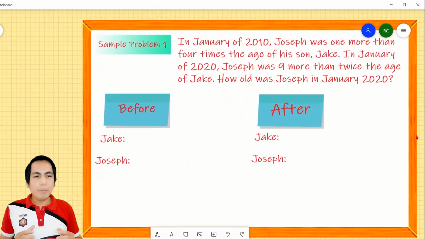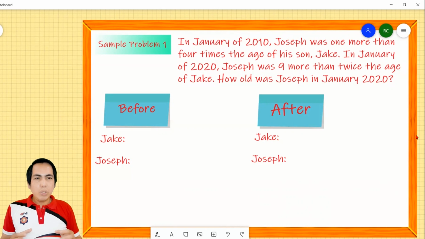In our example number 1, it says here, in January of 2010, Joseph was 1 more than 4 times the age of his son Jake. In January of 2020, Joseph was 9 more than twice the age of Jake. How old was Joseph in January 2020?